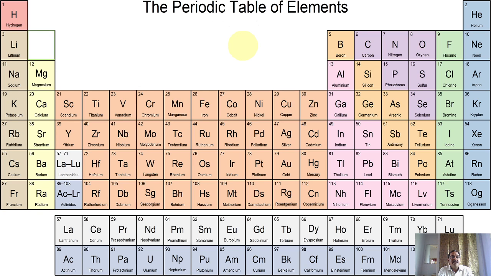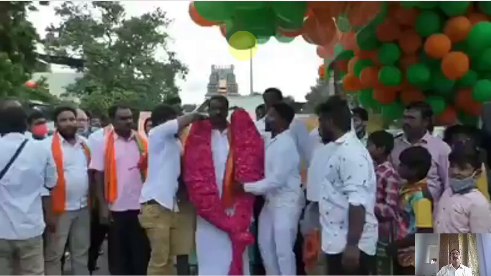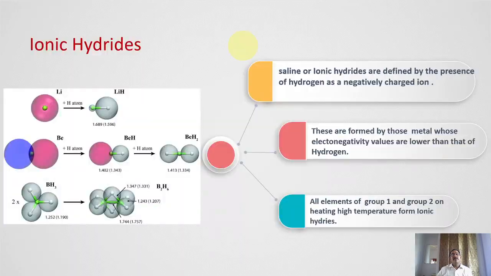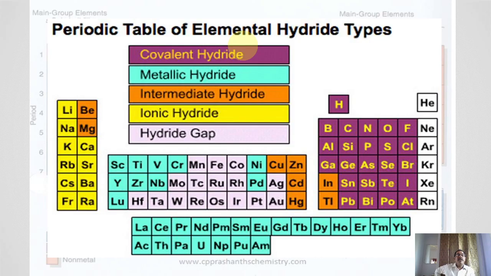Now you can see beryllium is concealed. What type of hydride is that? Is it ionic? No, it is covalent hydride. You could have seen it in the previous class. It is covalent hydride. You could have seen the previous images in our previous classes.